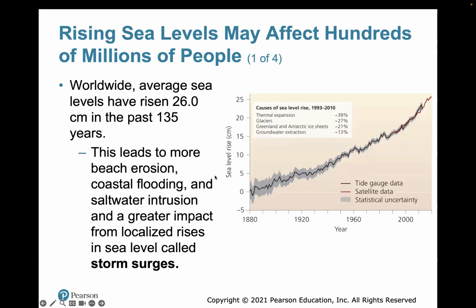We've been talking about sea levels, and they have increased. Because of that, now there's more beach erosion, coastal flooding, saltwater intrusion, and a greater impact from localized rises in sea level called storm surges, so more storm surges. And that's what you can see here, sea level rise. This is around 0, and now it's at 24.